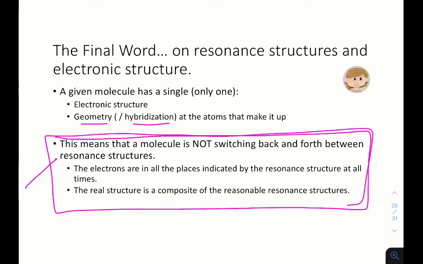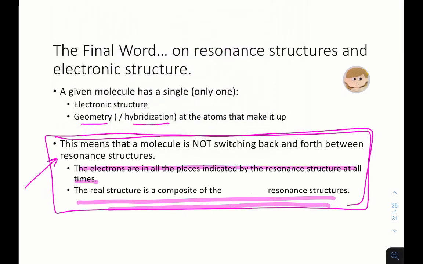The molecule is not switching back and forth between the resonance structures. The electrons are in all the places indicated by all of the resonance structures at all times. The real structure is a composite. It is a blend of the reasonable resonance structures.